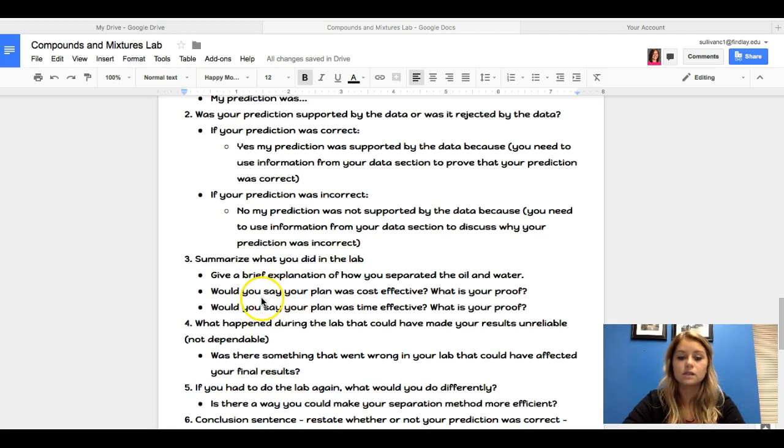Then you also need to say, was your plan cost effective and was your plan time effective? This is also where you need to insert your proof for both of those. That's when you're going to insert your evidence, which is the data that you collected, to prove that your separation method was the most cost efficient and most time efficient.